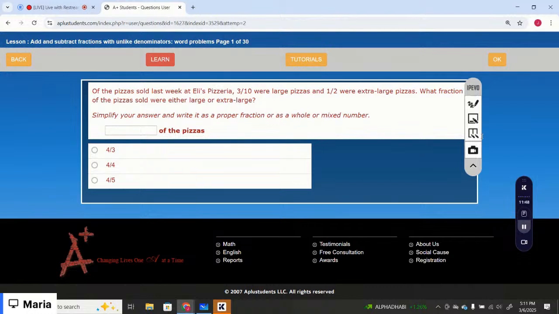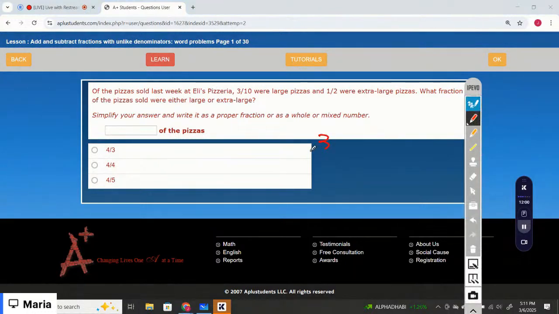Of the pizzas sold last week at Alice Pizzeria, 3 by 10 were large pizza and one half were extra large pizzas. What fraction of the pizzas sold were either large or extra large? You need to add 3 by 10 and 1 by 2. They both have different denominators, right? That means they have unlike denominators.